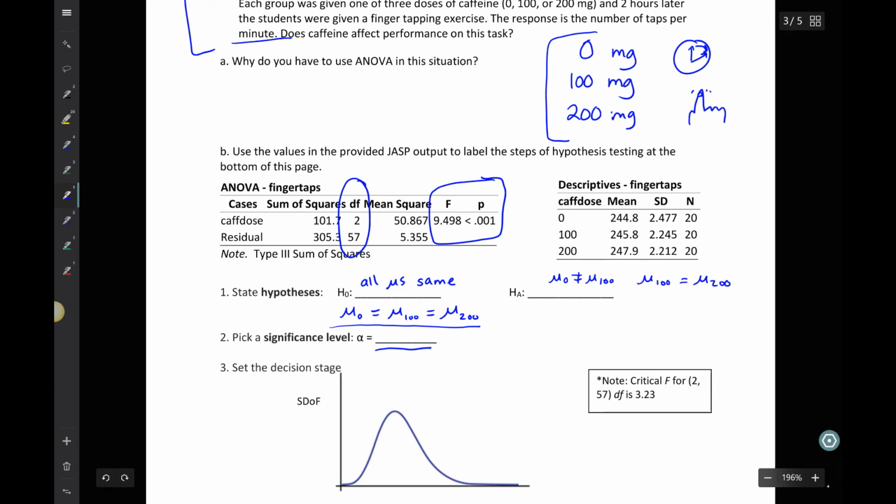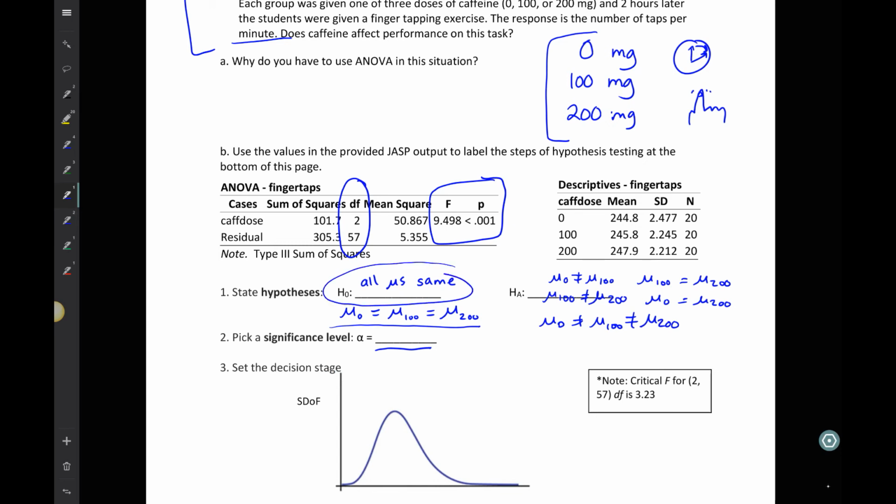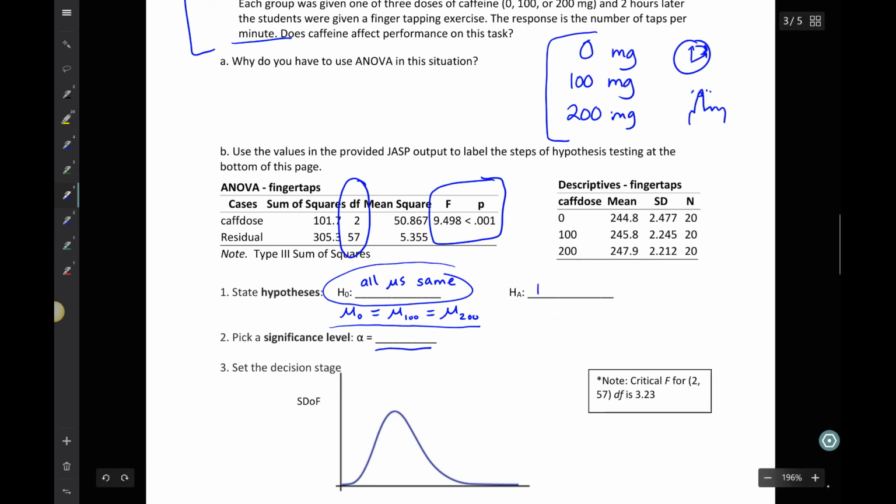And this would still mean that they're not all the same, right? So there's lots of different combinations. It could be that this group and this group are different, but this group and this group are the same. It could be that all of them are different. But the thing is, there are different possibilities that would all make this not true. So the easiest way to really summarize all of those possibilities is to simply say, not all means the same or equal.